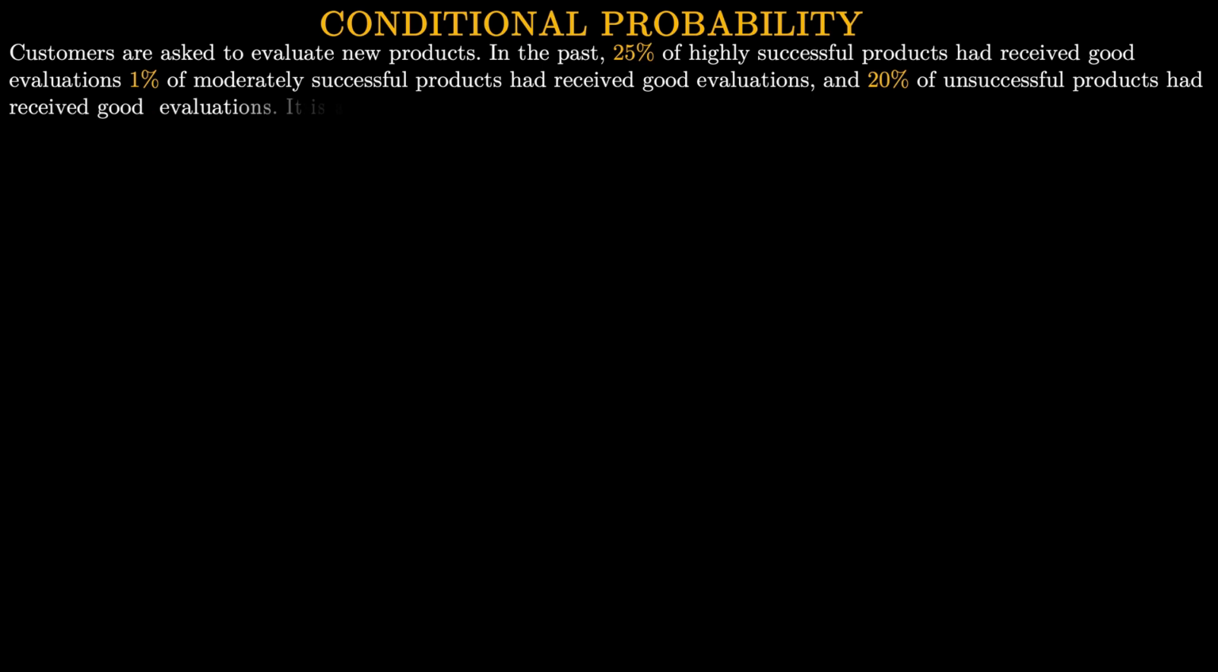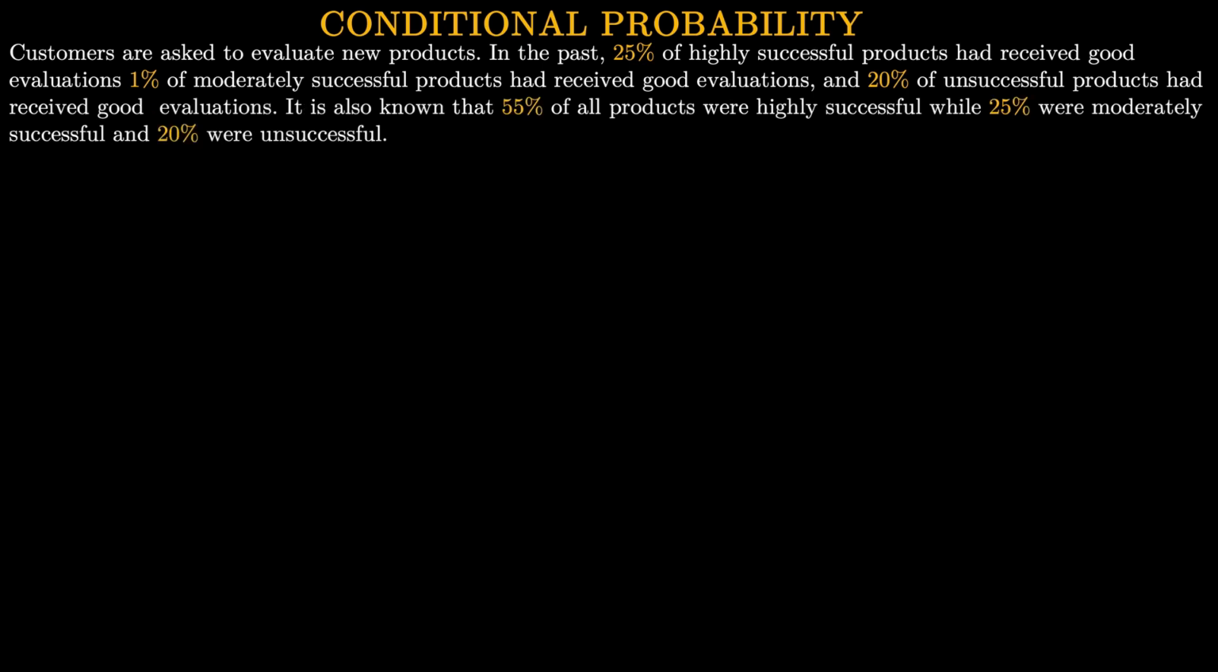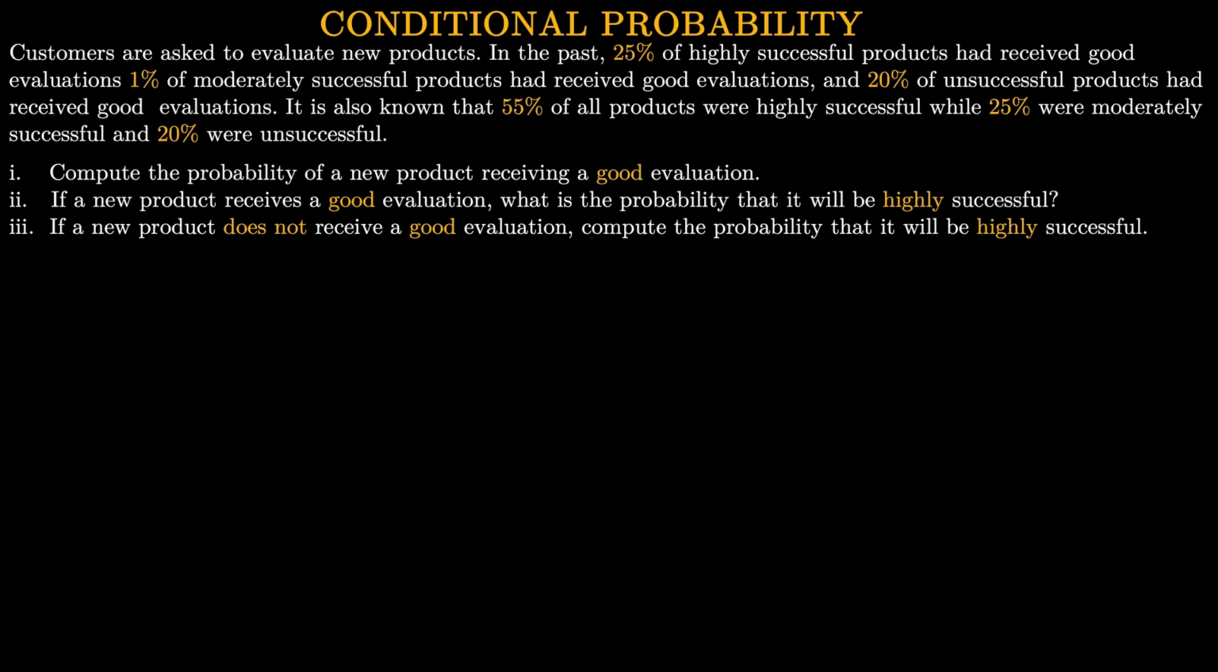Customers are asked to evaluate new products. In the past, 25% of highly successful products received good evaluations, 1% of moderately successful products received good evaluations, and 20% of unsuccessful products received good evaluations. It is also known that 55% of all products were highly successful, while 25% were moderately successful and 20% were unsuccessful. Compute the probability of a new product receiving a good evaluation, that is the first part.